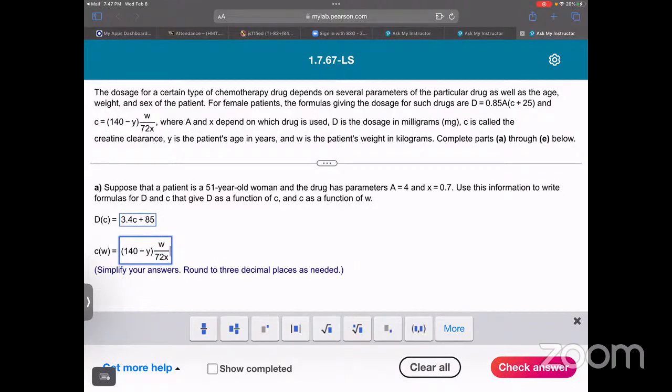I'm essentially taking my notes here. So we wanted it in terms of W, so this is going to be 140 minus, now we said Y is the patient's age and she's 51. So the Y is 51. I'm just filling in the different parts. W, we want to leave in terms of W, so the W is going to persist. And then X is given as 0.7, right? So we're going to say 72 times 0.7. So then the only thing we don't know is W. If that were 60, that's like what, 89?